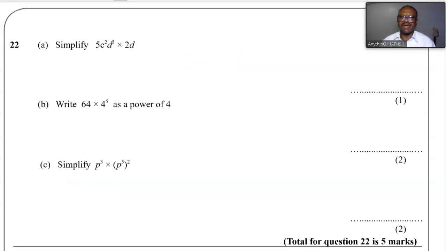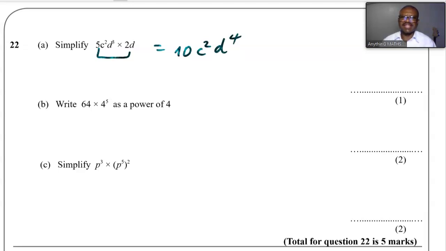It says simplify. And we work the numbers first. So 5 times 2 is 10. We have c only, so we write that c squared. We have d raised to the power 3 times d. And any number standing alone is power 1. So 3 plus 1 is 4. So d raised to the power 4.